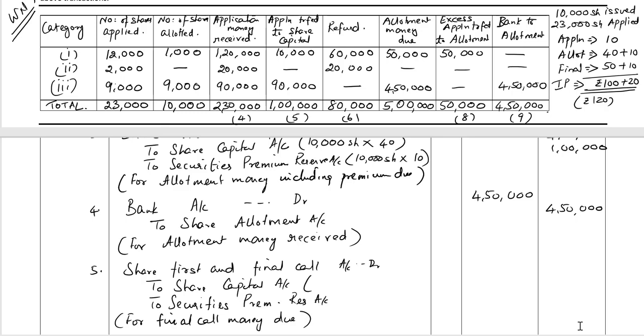Amount against share capital account, 10,000 shares allotted by the company multiplied by 50 rupees per share. Amount of final call towards share capital, 5 lakh rupees. And against securities premium reserve, 10,000 shares multiplied by premium on final call, which is 10 rupees per share. Total 1 lakh rupees. And against share first and final call account, 10,000 shares multiplied by 60 rupees per share comes up to 6 lakh rupees.